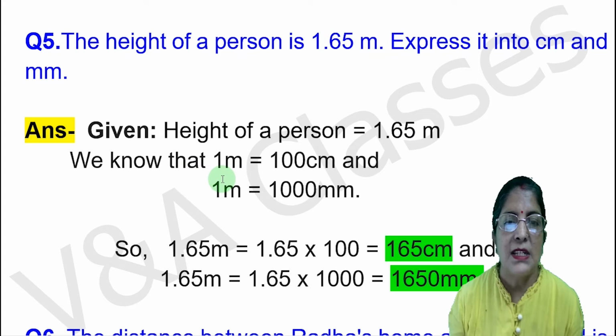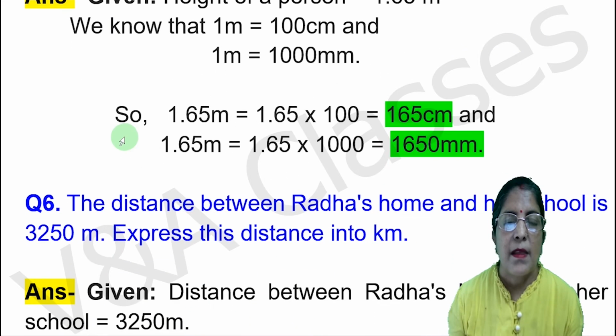Now we know that 1 meter equals 100 centimeter and 1 meter equals 1000 millimeter. So for centimeter, 1.65 meter equals 1.65 multiplied by 100 equals 165 centimeter. And for millimeter, 1.65 meter equals 1.65 multiplied by 1000 equals 1650 millimeter.